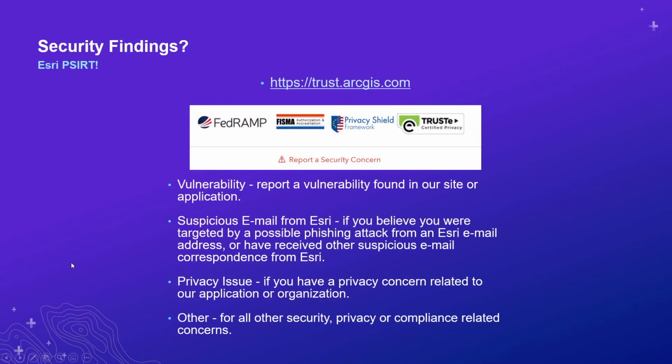Since we're discussing trust.arcgis.com, we should inform you of where you can report security findings that you may see from performing automated scans or having a pen test against your ArcGIS Enterprise or ArcGIS Online organization. You can do that via the Report a Security Concern button on trust.arcgis.com. We encourage users to submit items related to vulnerabilities found in our sites or our applications. If you receive suspicious emails from Esri, we welcome you reporting those items as well.